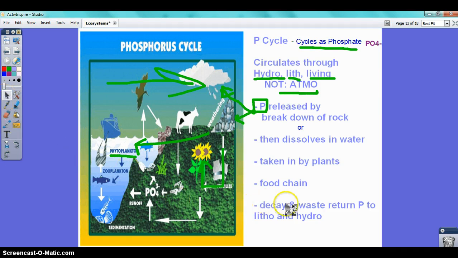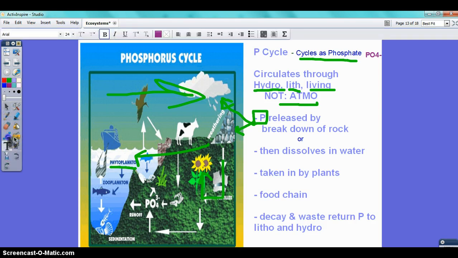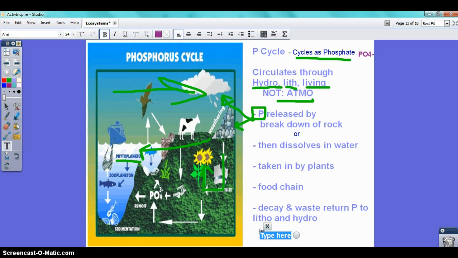And then once the food chain is over, just like every other cycle, there'll be decay or waste. Decay being the organism dies, or waste from the organism will be returned to the cycle, to the litho, the hydro, not the atmosphere, by decomposers. I also want you to know that phosphorus is excellent fertilizer.